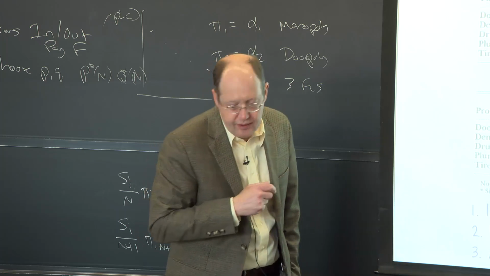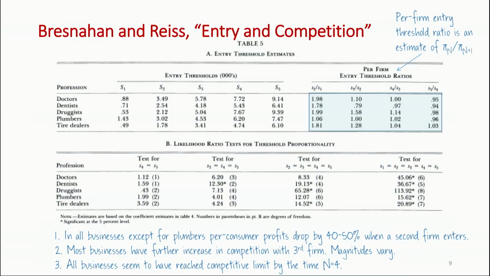Okay, so what do the entry thresholds look like? Again, the numbers I put up on the board over there: most of these businesses tend to start to exist in towns when they have fewer than 1,000 people. So for the doctors, the cutoff is 880 people. The dentist, the cutoff is 710 people. The druggist, it's 530 people. The tire dealers is 490 people. You need to be bigger to have a plumber. That's over 1,000, 1,400 people.